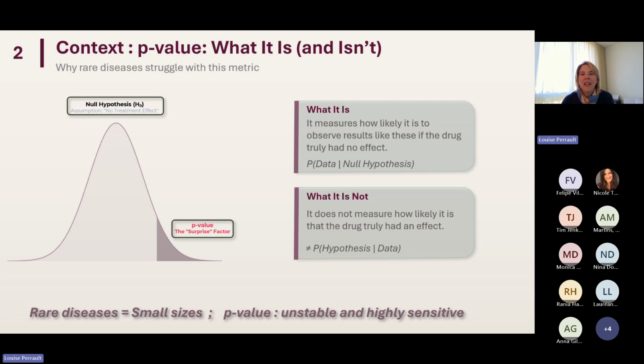And in a rare disease, where your trial might have 30 patients or less, you can have a result that looks genuinely promising and still get a p-value above 0.05. And this is not because the drug failed. It's mainly because the trial was too small for the test to feel confident about the evidence. So that's the central point at the heart of today's case, and it is what pushed us to ask different questions.